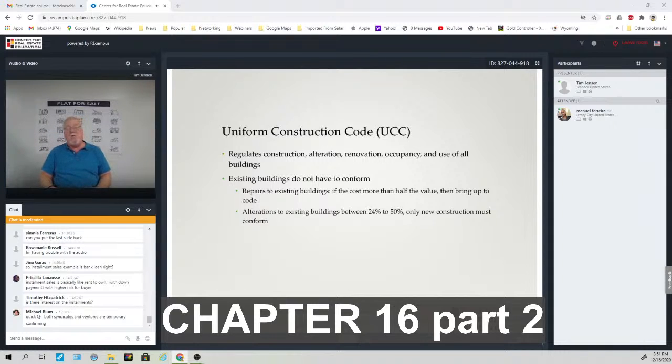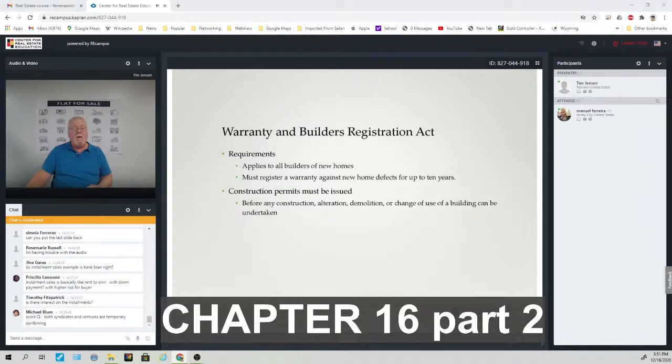However, if the alterations are only between 24 and 50%, only the new part of construction has to be code compliant. The old part doesn't have to comply. And that's why you see renovators leaving one wall standing when they regut a house. Because if they leave 25% of the original structure, one wall, then it's a rehab and they don't have to pay new construction and new code requirements for the entire building. So there's a reason to this madness. As I said, excuse me, all new homes must come with a 10-year warranty.